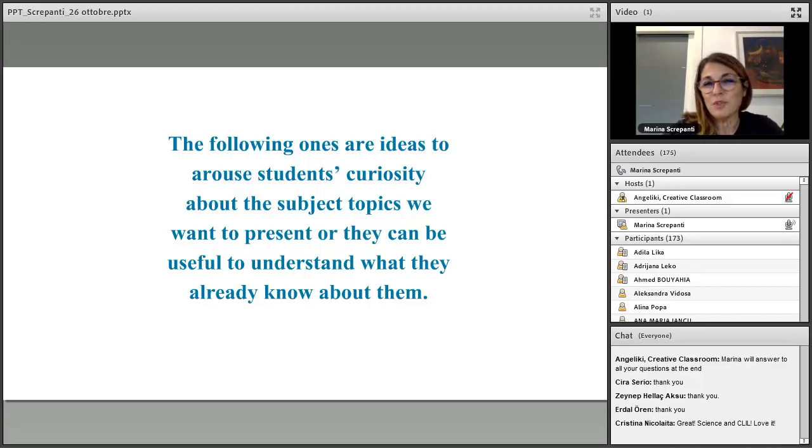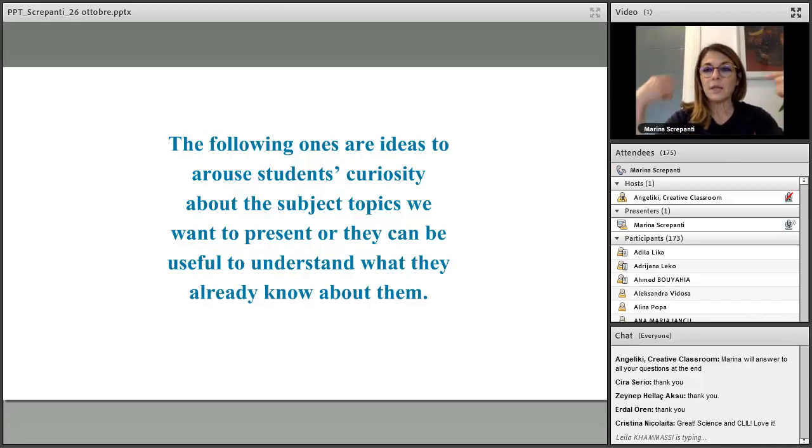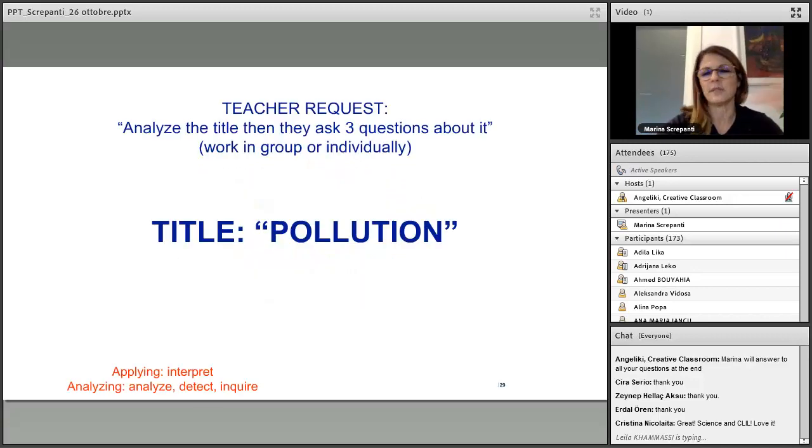I want to give you some ideas just to arouse the students' curiosity about the topics, because normally I don't go inside my classroom and say, okay, today I will give you a lesson about the locomotor system. Okay, no, I don't say that. I try to raise their curiosity in this way. These are just a few ideas.